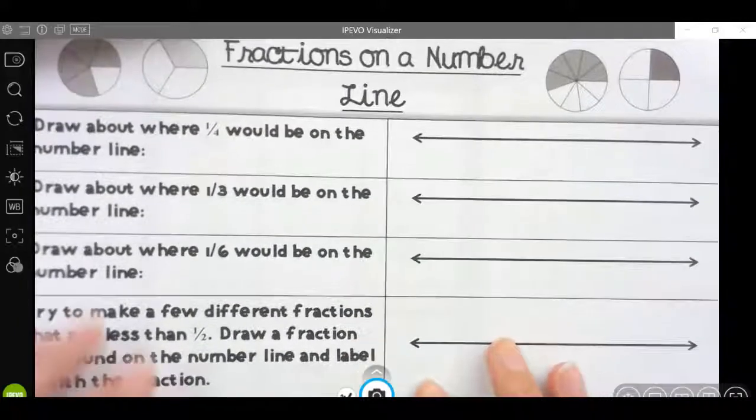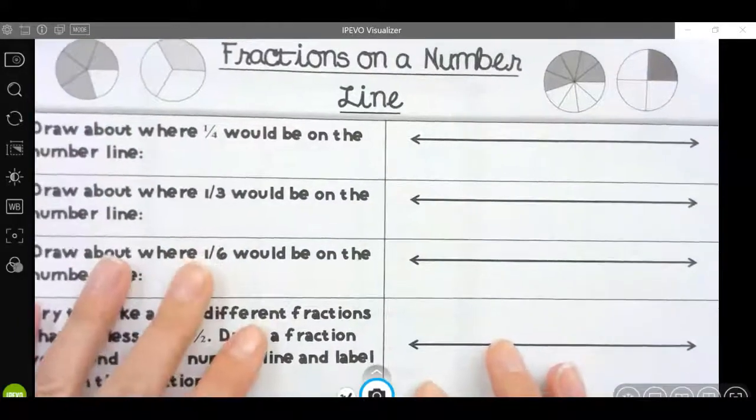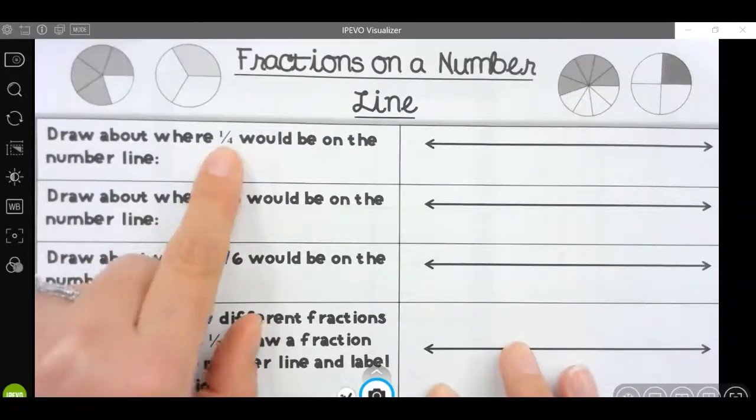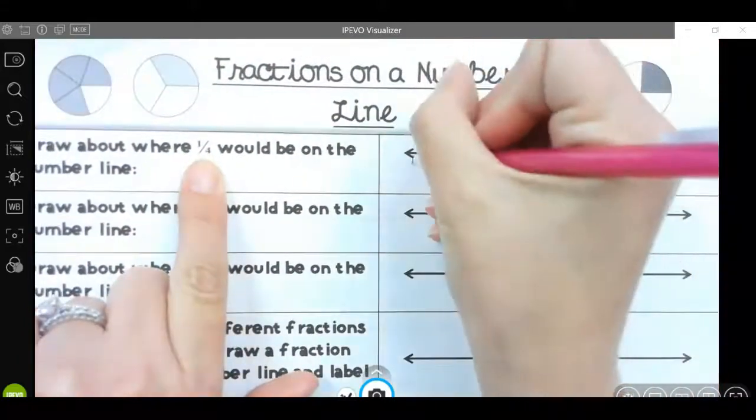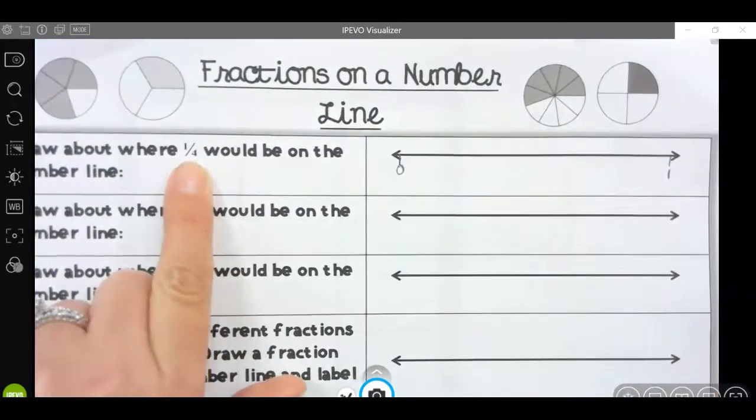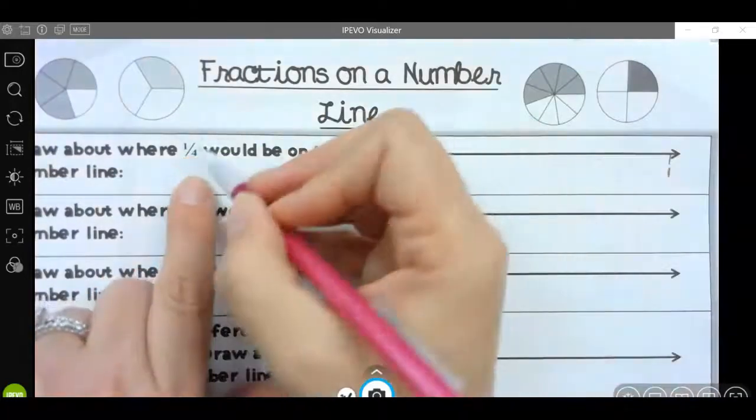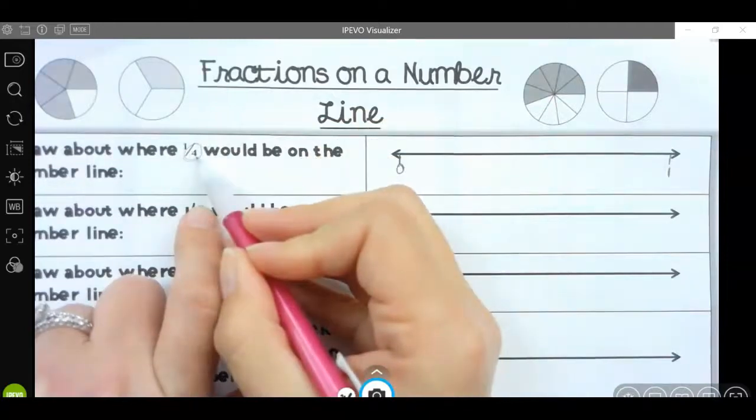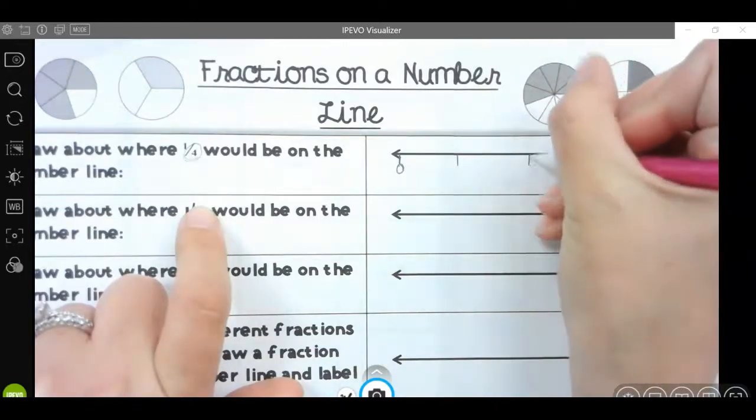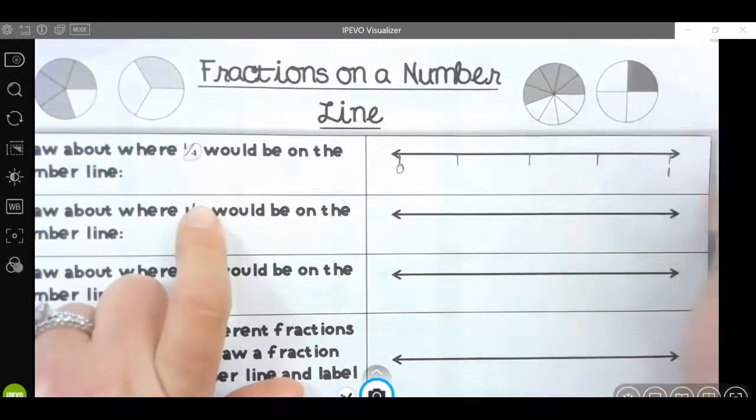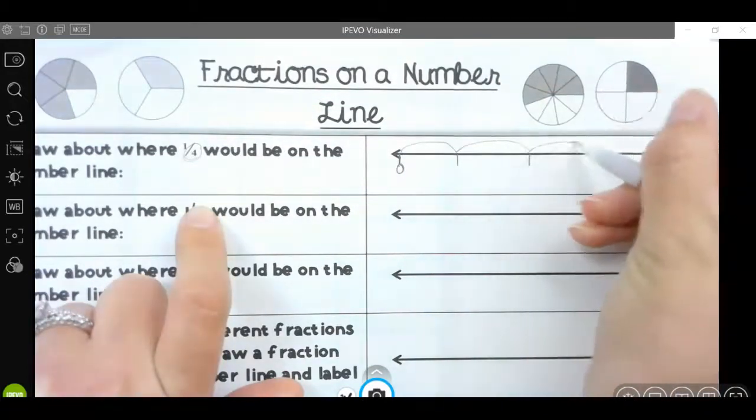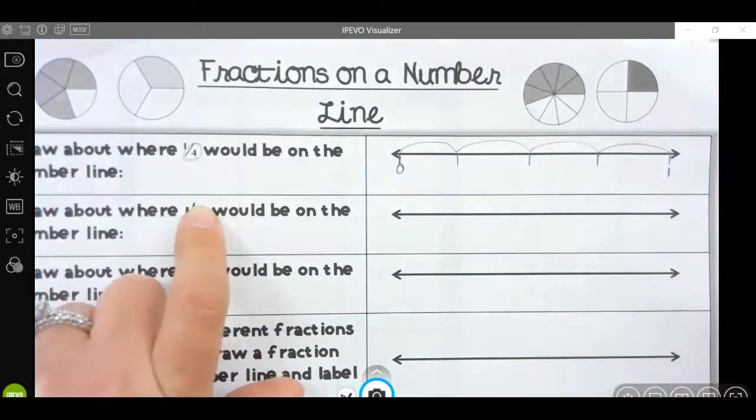This page here, again, we're talking about fractions this week. So it says draw where 1/4 would be on the number line. So first, let's imagine that this starts here at 0 and this goes here to 1, right? We know how many pieces there are in the whole? There's 4 parts. So let's draw 4 parts. 1, 2, 3. So there's 1 part here, 2, 3, 4. Okay.